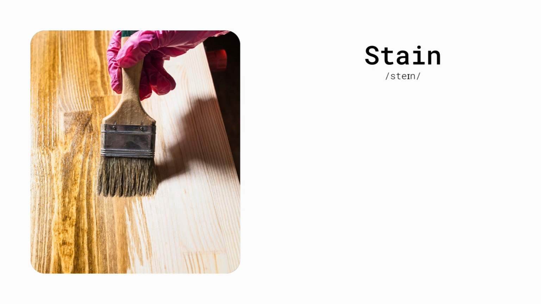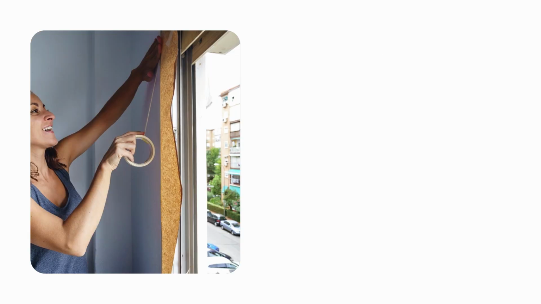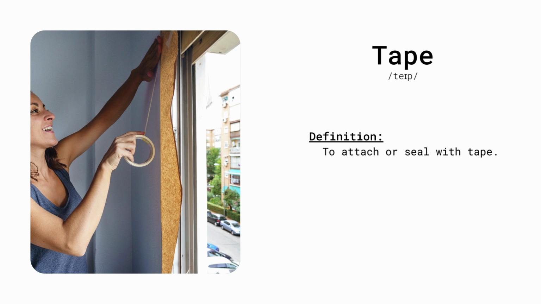Stain. To color or treat with a stain. The woodworker will stain the furniture for a rich finish. Tape. To attach or seal with tape. Tape the edges of the surface to protect from paint.